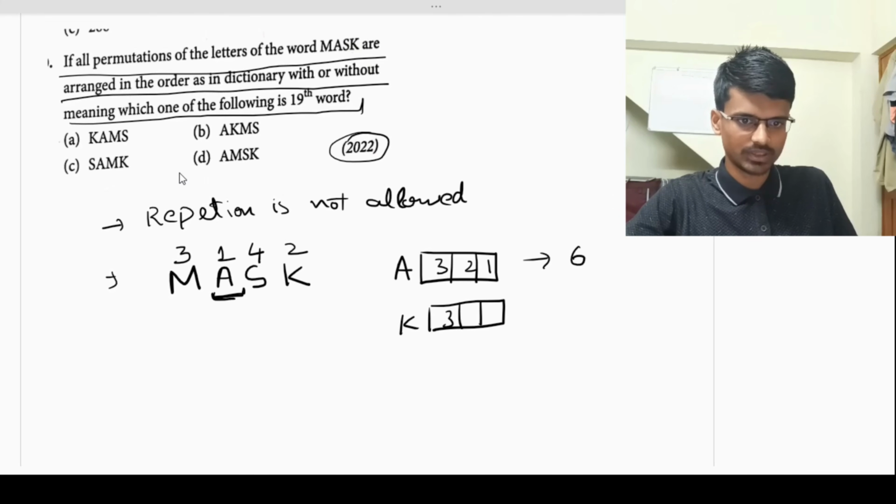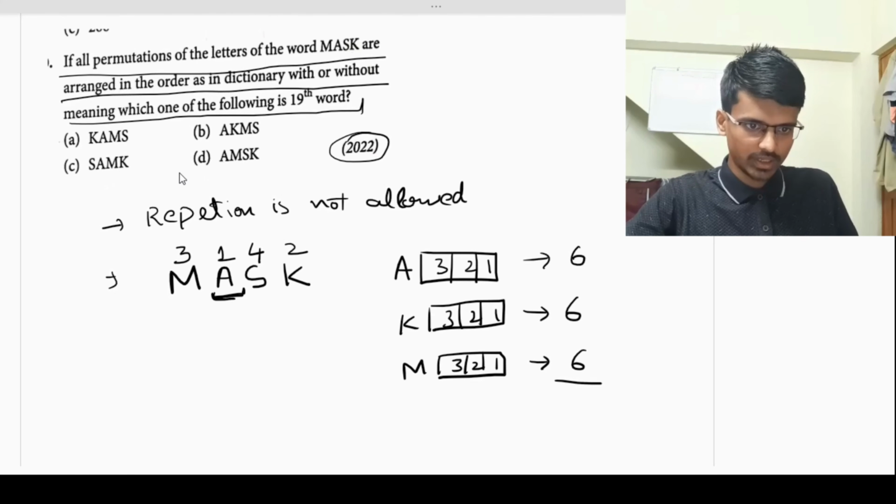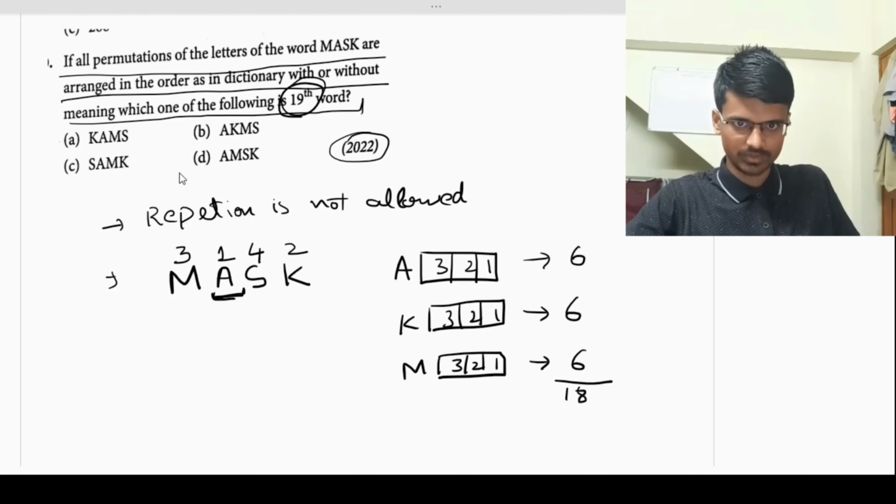Similarly, words that start with K. The same thing applies here also. So there will be 6 words that start with K. Then we have M. The same story applies here also. Same logic. Now, I have already 18 words done. So the next word that the question asks me, the 19th word, will be the word starting with S. Am I right?